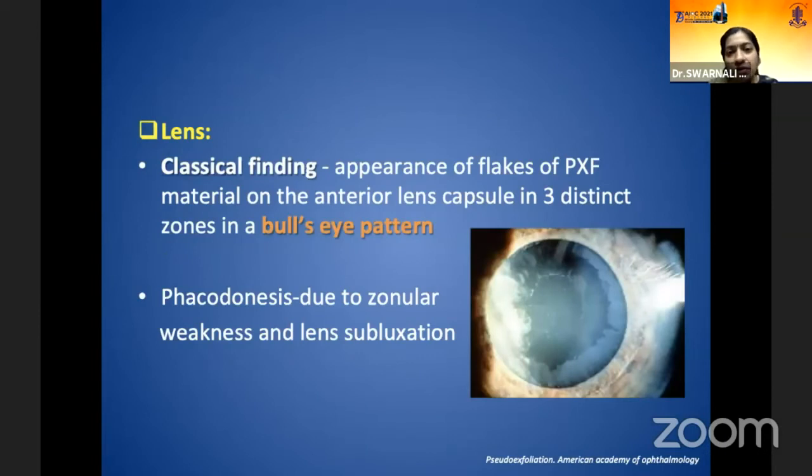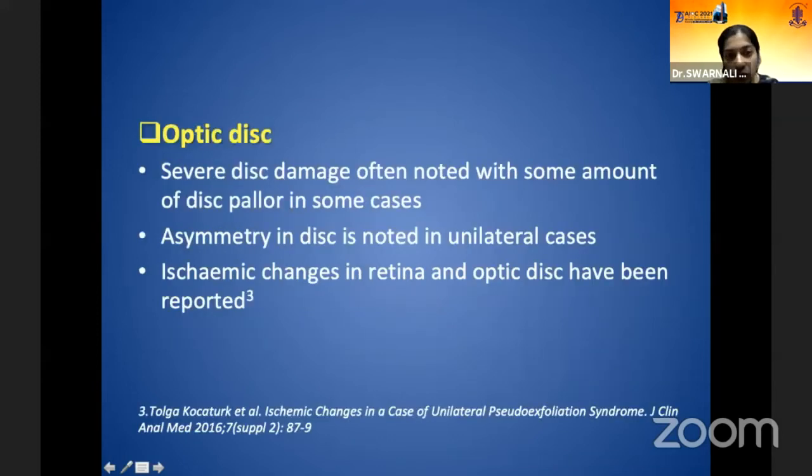On the lens, we find a classical pattern called the bullseye pattern, in which the flakes of pseudoexfoliation material are deposited on the anterior lens capsule in 3 distinct zones. Usually the central zone corresponds to the pupillary diameter. There is an intermediate clear zone due to rubbing of the iris against the anterior lens capsule, and the most peripheral radiating zone. Phacodonesis due to zonular weakness and lens subluxation may be noted.